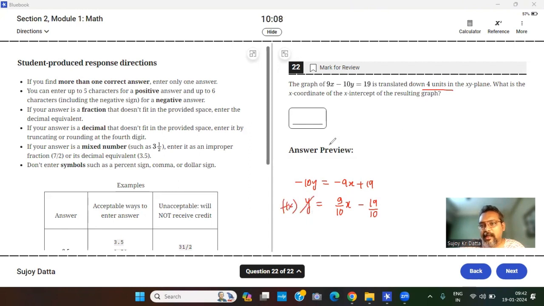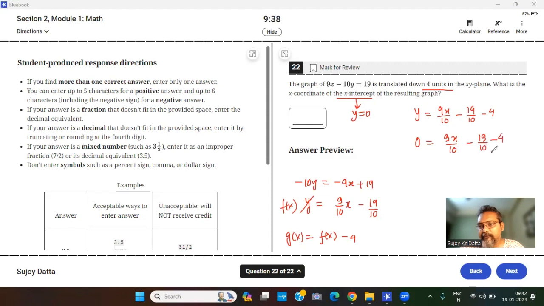Now, when you translate it down by 4 units, if this is, let's call it fx, then translating it down would make the new function gx to be fx minus 4. So the new y would now become 9x over 10 minus 19 over 10 minus 4. Now we're asking for the x-intercept. So x-intercept means the point where y is 0. You just plug in y is 0. So 0 equals 9x over 10 minus 19 over 10 minus 4.